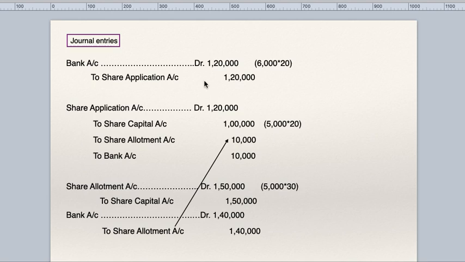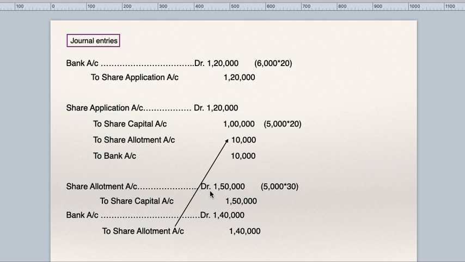First, application money received. Bank account debit to share application 1,20,000. On 6,000 applications, they have received rupees 20 per application. Out of 1,20,000, 1 lakh gets transferred to share capital because issued capital is 5,000. So next entry, share application account debit 1,20,000 to share capital 1 lakh, 5,000 into 20, to share allotment 10,000, to bank 10,000. 10,000 will get adjusted towards allotment, 10,000 will be refunded back. I have shown you these calculations.